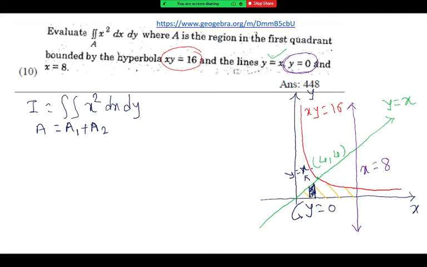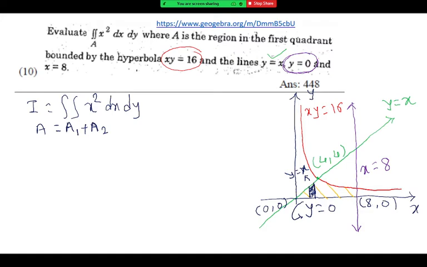Okay, you'll observe the lower end of the strip is varying on the curve y equal to 0, while the upper end is varying on y equal to x. Then we'll come to the limits of x. What should be the minimum and maximum value of x over the region? Sir, 0 to 8. Correct answer. You'll observe the minimum value of x over the region is 0, and the maximum value of x over the region is 8. So x minimum is 0, x maximum is 8.